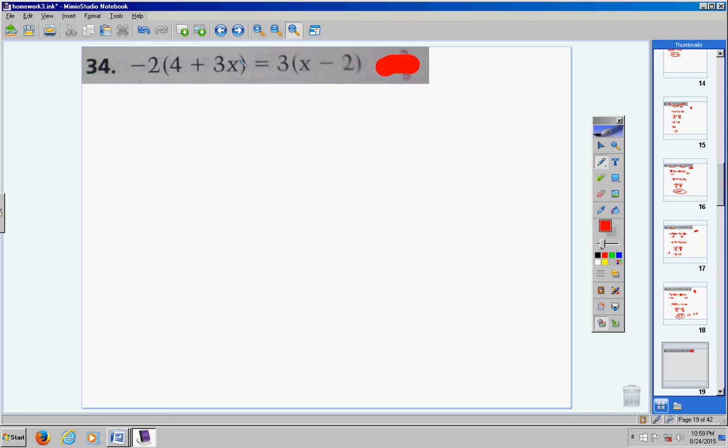Now a little trick here, but still pretty simple. Step 1, simplify both sides. I'm going to take a negative 2, not a 2, but a negative 2, and multiply it through. Negative times a positive is negative. Negative times a positive is negative. Now take your 3 and multiply it through. 3 times x is 3x. Positive times a negative is negative.